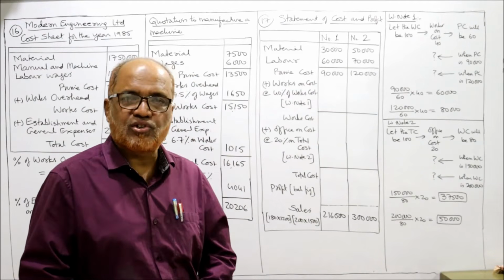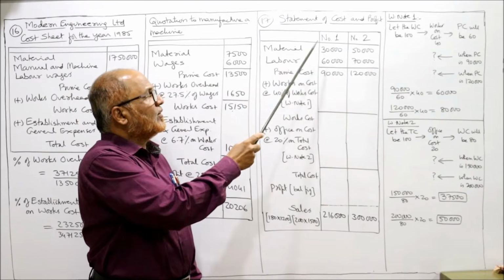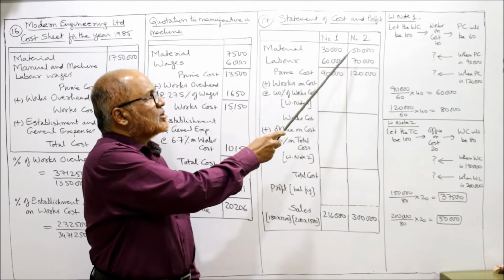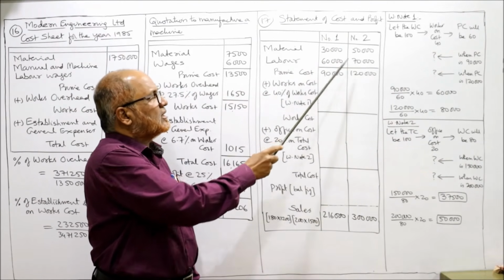Now see carefully, concentrate here. Statement of cost and profit, number 1, number 2. Material 30,000, 50,000, labor 60,000, 70,000 given.